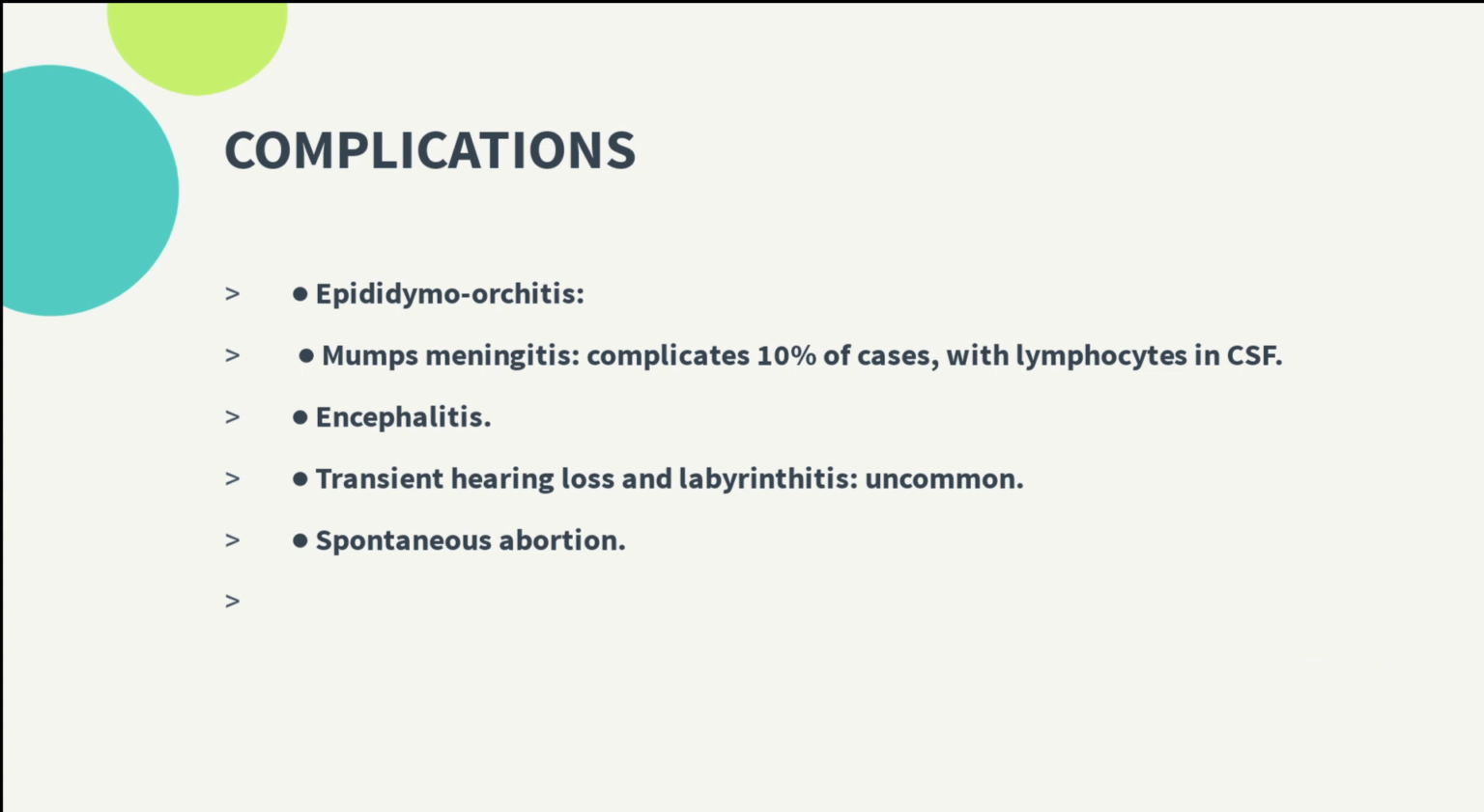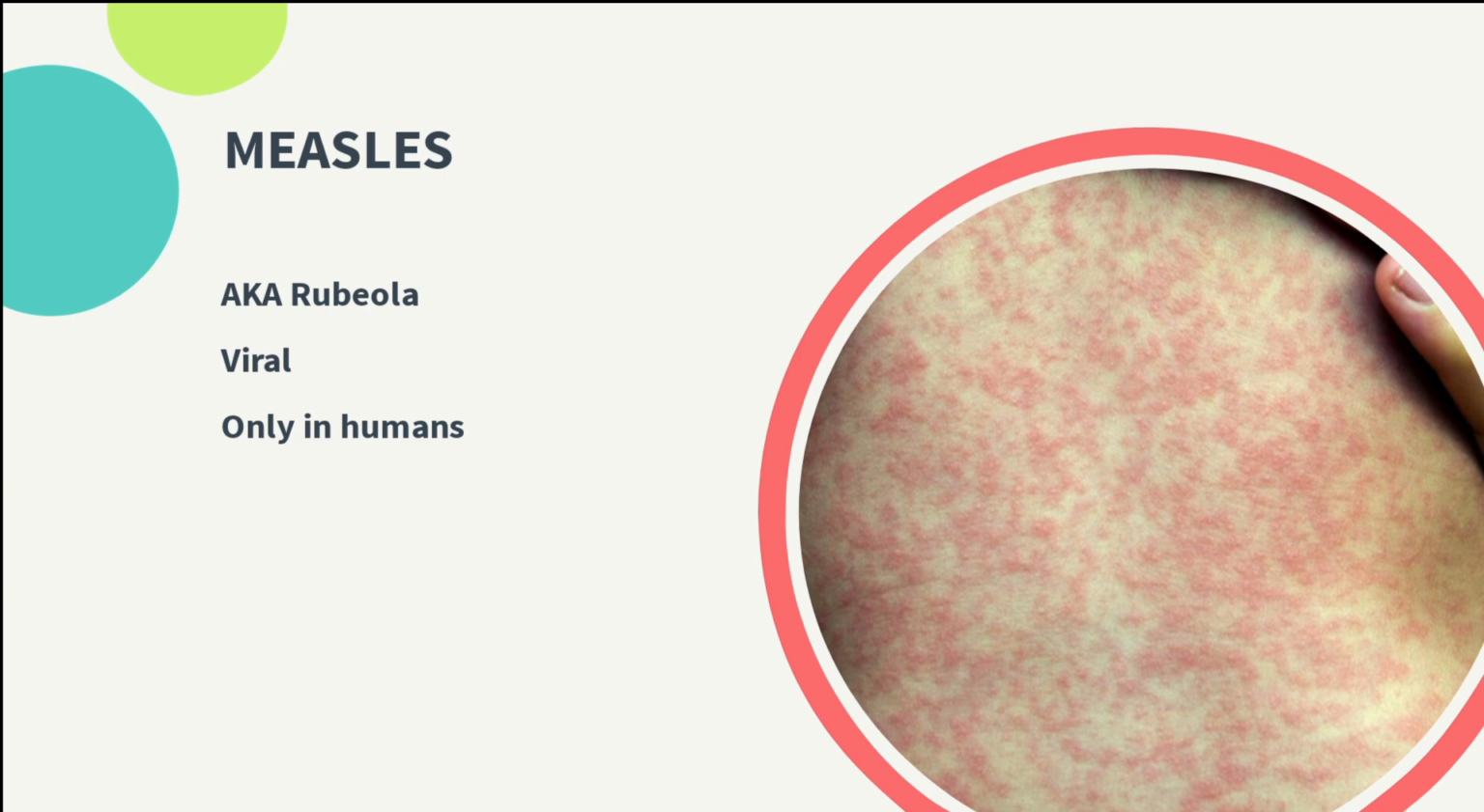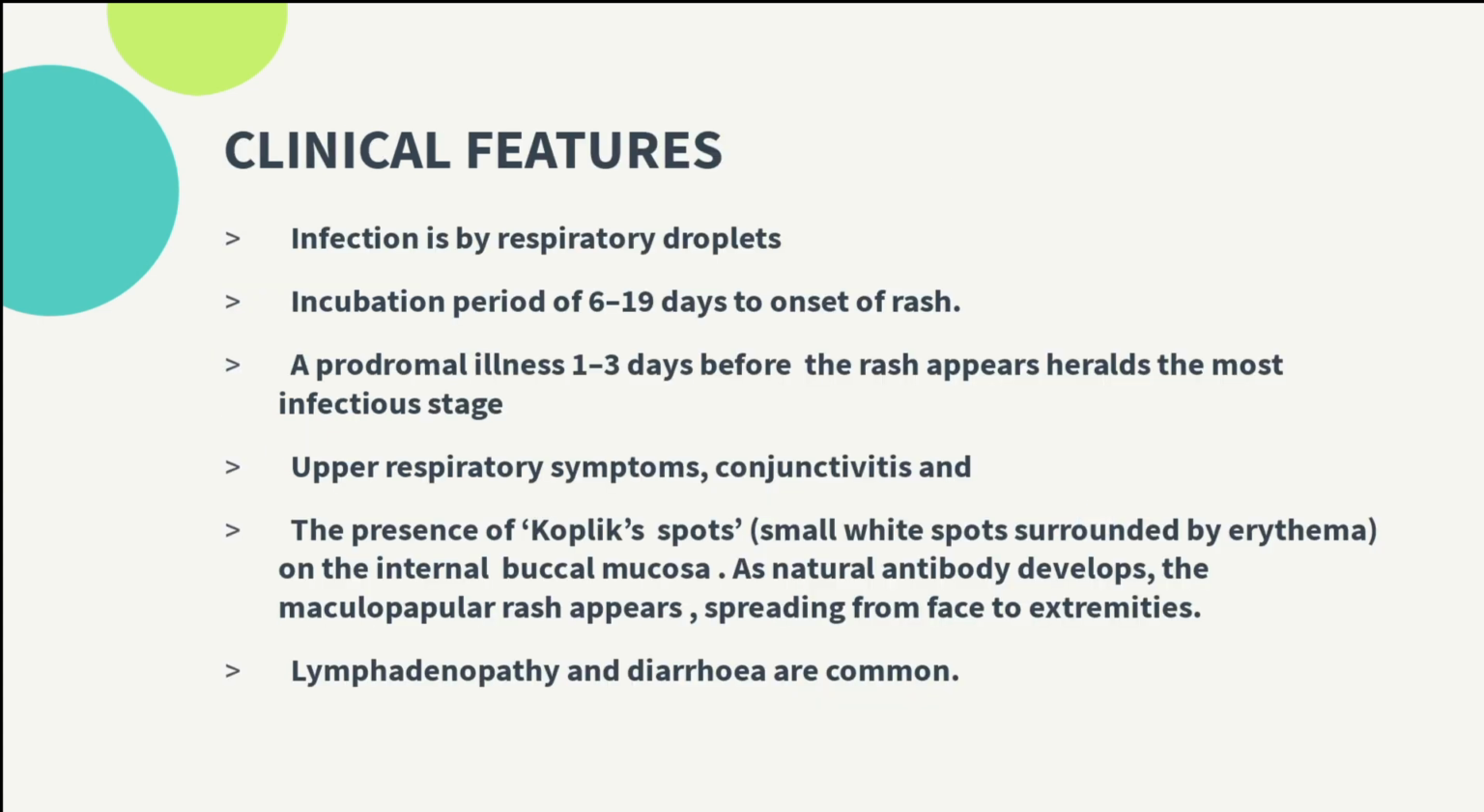How can we treat it? Analgesia for the symptoms is basically sufficient, and we all know there is the MMR vaccine, of which the mumps vaccine is a part, and this has reduced the incidence of mumps. Moving on to measles. Measles is also known as rubeola, and again it is a viral infection. It's only seen in humans.